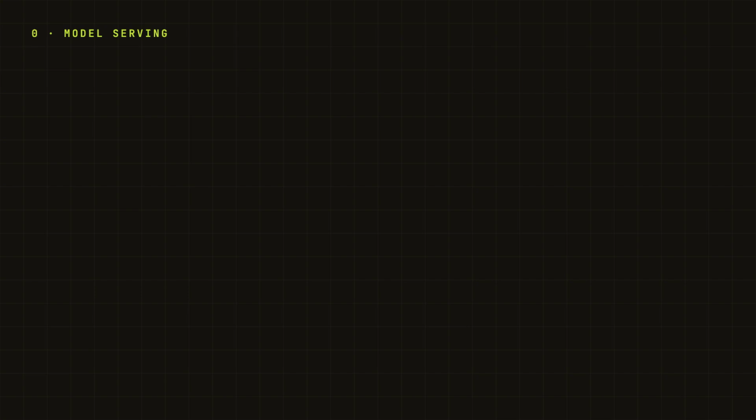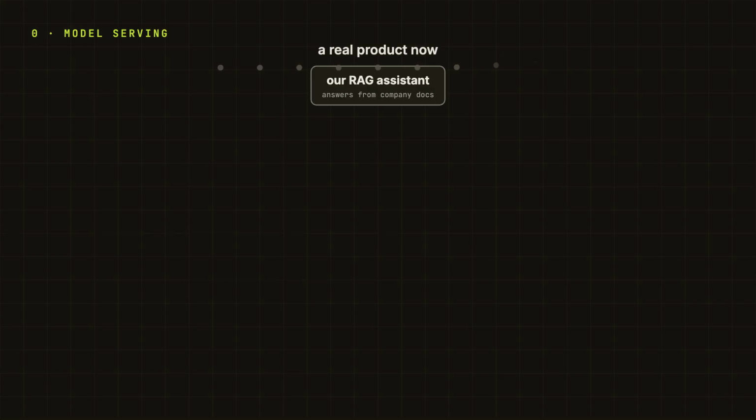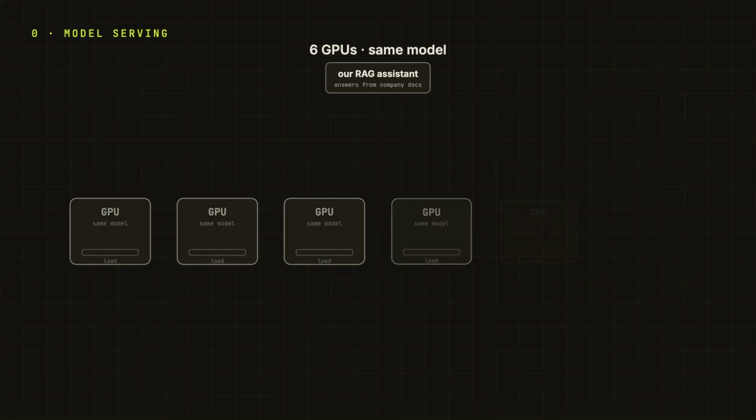So let us start with something that should be simple. Let's say the RAG assistant from the last couple of videos, the support bot answering questions over a big pile of company docs, actually did well. And it's a real product now. Lots of users. So we did the obvious thing and put it on more than one GPU, the chips that run the model. Let's say six of them, all running the same model.